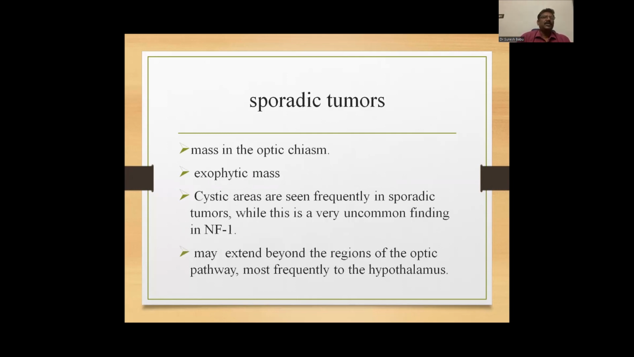The sporadic tumors can present as a mass in the optic chiasm, or as an exophytic mass, and in some patients there can be cystic areas. Cystic tumors are more common in sporadic tumors, which is very unlikely in classical NF1 tumors. These sporadic tumors may extend beyond the region of the optic pathway. They can frequently involve the hypothalamus too. Next slide, please.